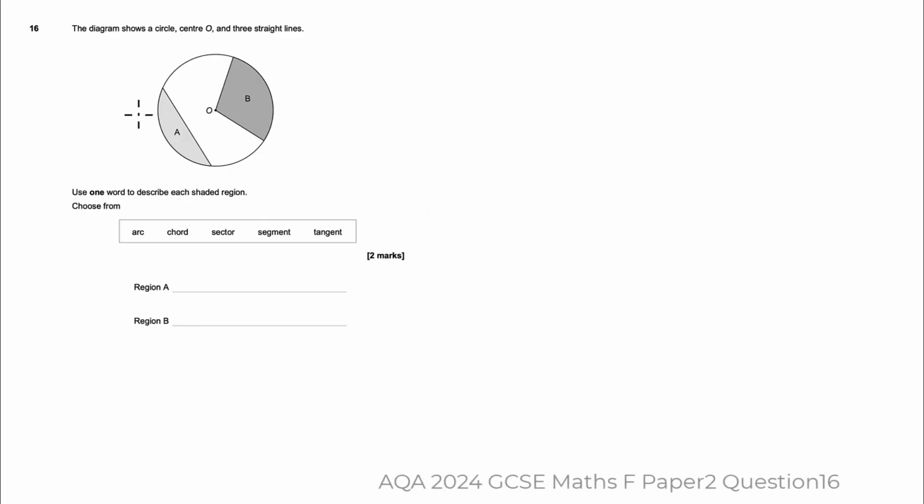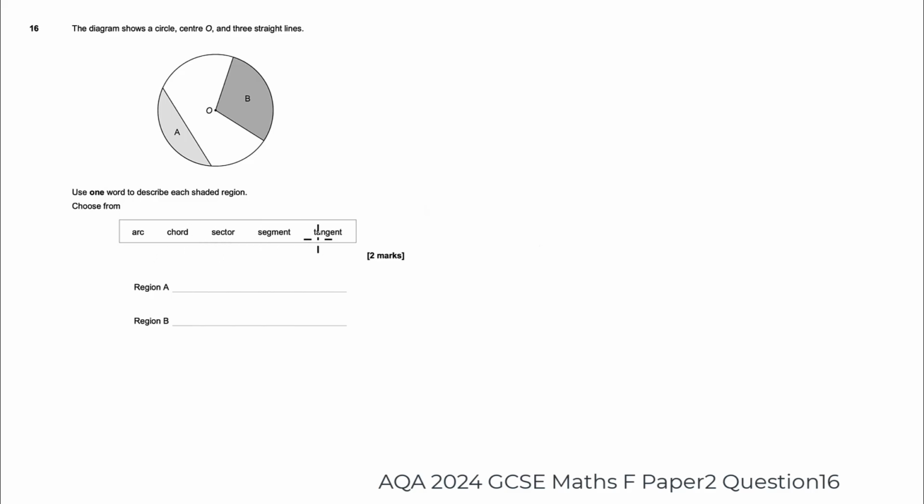So here's question 16. And this diagram shows a circle. It's got a centre O, and there's 3 straight lines with a couple of shaded areas. And we have to use one word to describe each of these shaded areas. And we've got a selection of words that we can choose from: arc, chord, sector, segment, tangent.